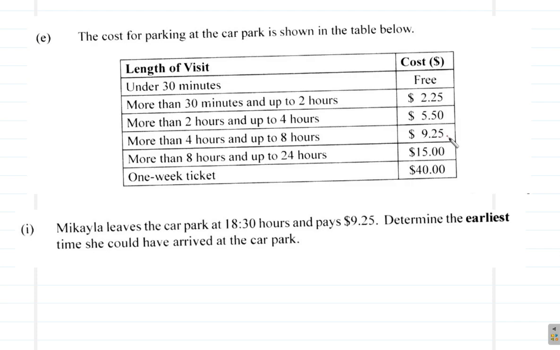the earliest time means the longest time from 18:30, this would be like 6:30 p.m., right? 18:30. The longest time before this that she would have waited, since she paid $9.25, means she stayed 8 hours. Now, what was 8 hours before 18:30?